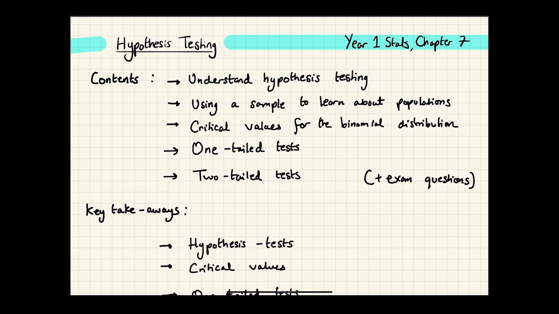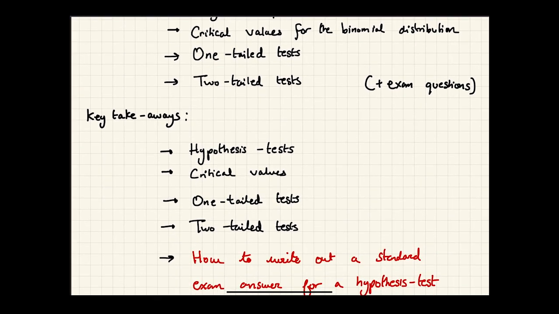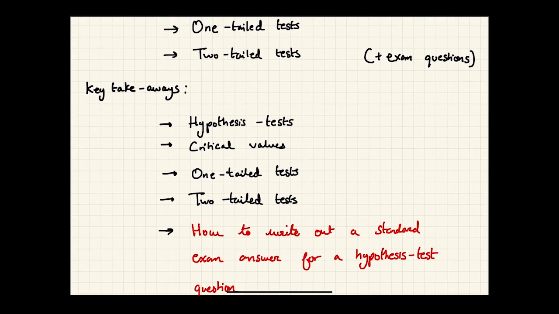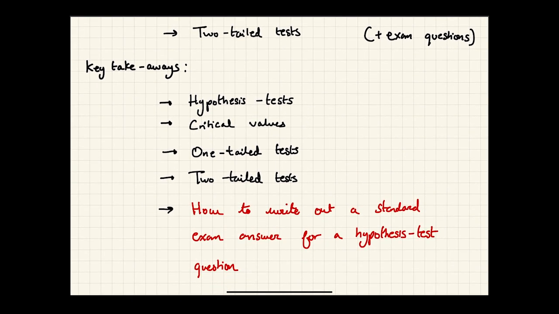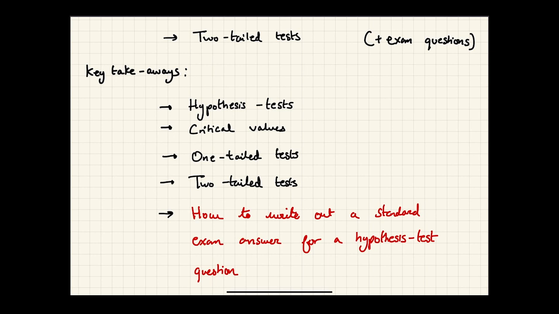Once we finish this chapter, what I'd like you to understand is what hypothesis tests are, why we need them, what critical values are, what one-tailed tests are, and what two-tailed tests are. And most importantly, once you've understood the theory and how to do each of these, I want to show you how to write out a standard exam answer for each type of question, because hypothesis testing literally follows the same steps. It doesn't matter if it's one-tailed or two-tailed, you do the same steps and the answer is always in the same format. For the exam, this is quite important, so I like to emphasize that quite a lot.